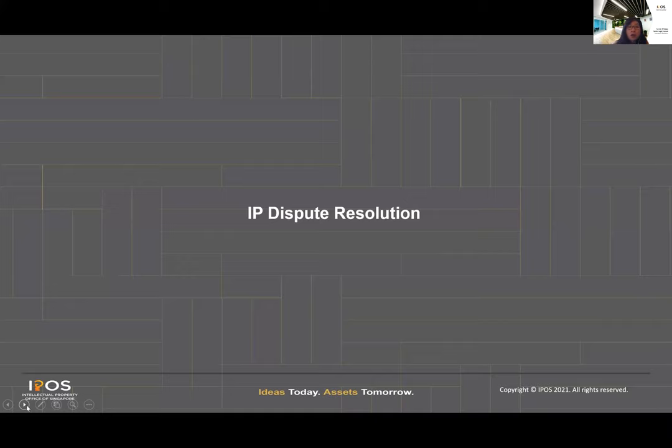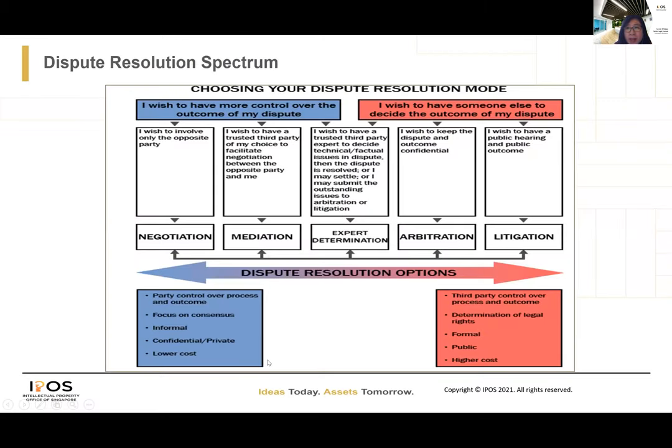Now I will talk about the ways in which to resolve IP disputes. This is the most important slide for my deck, and if you cannot remember anything that I said today, this one will serve as a summary slide for the intent of my presentation today. There are many different ways to resolve a dispute, and this is called a dispute resolution spectrum. So at the most right, the right-hand side, as you see, is litigation.